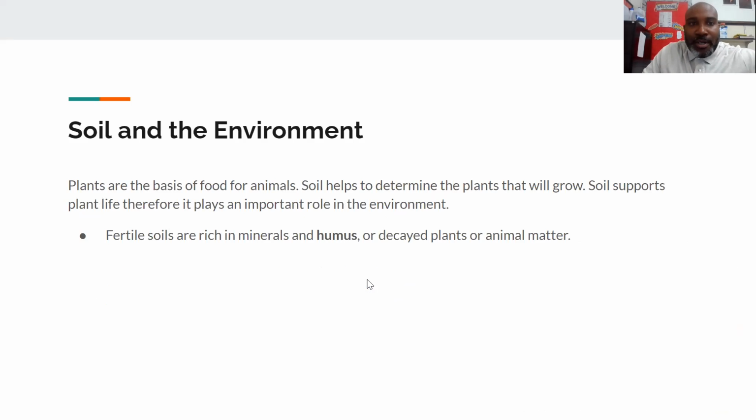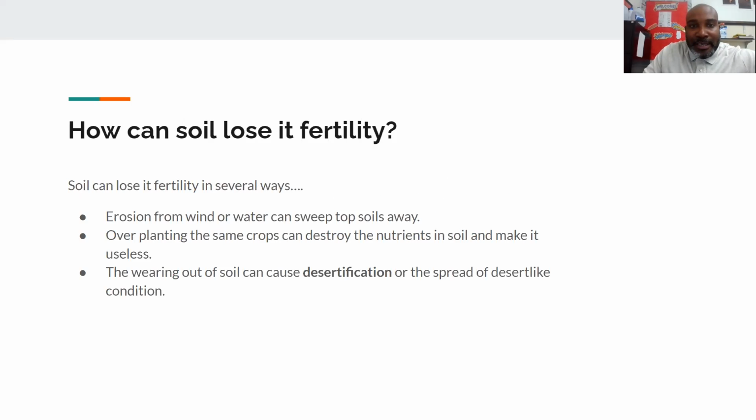One of the most destructive changes that can happen in the ecosystem is to the soil. Plants are the basis of food for all animals. Soil helps to determine the plants that will grow. Soil supports plant life, therefore it plays an important role in the environment. Fertile soils are rich in minerals and humus, or decayed plant or animal matter.